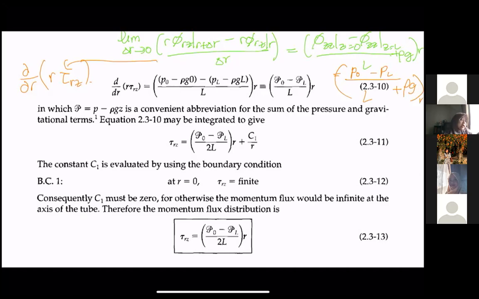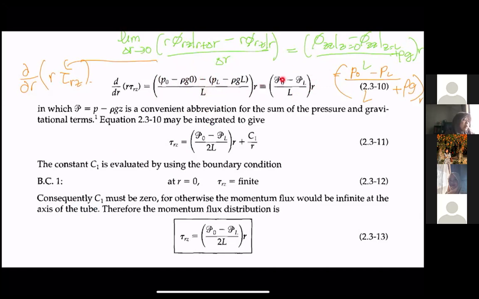Okay, and then they introduce, or we can write it like this, and then maybe put the rho G into this term. Okay, so P0 minus rho G0 like that. So this is actually just an additional convenient abbreviation, divide by L, multiply with R.